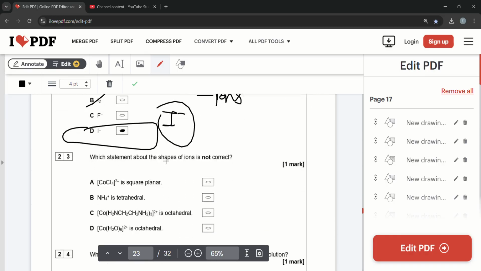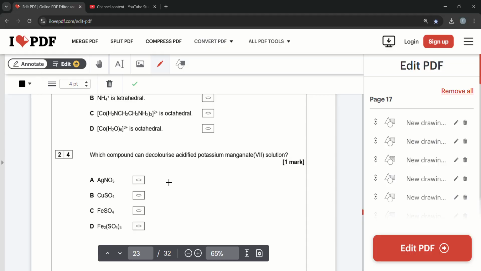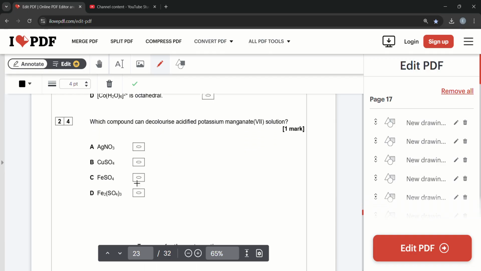Which statement about the shapes of ions is not correct? False. ICl4 minus is square planar. That is square planar. Square planar, what is that? Octahedral? No. Square planar is 4 bonding pairs, 2 lone pairs. Yeah, that's not true. It's not square planar. 24. Which compound can decolorize acidified potassium manganate(VII) solution? FeSO4, the Fe2+, easily oxidized.